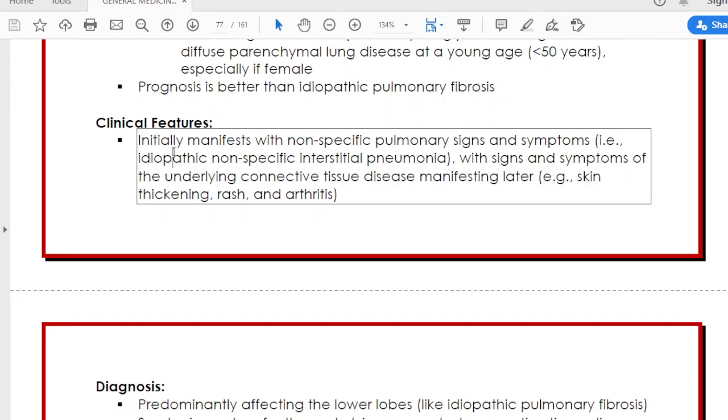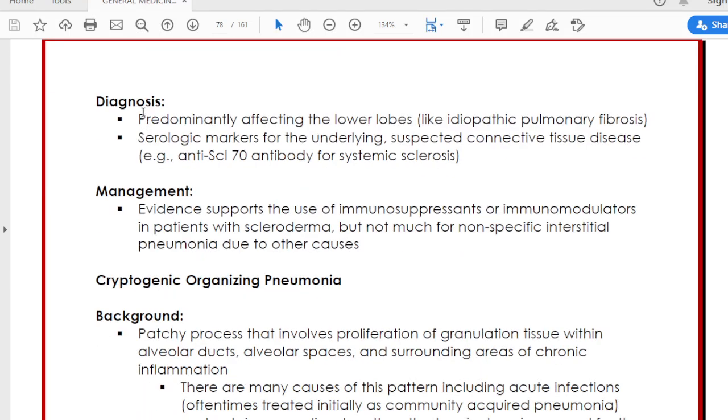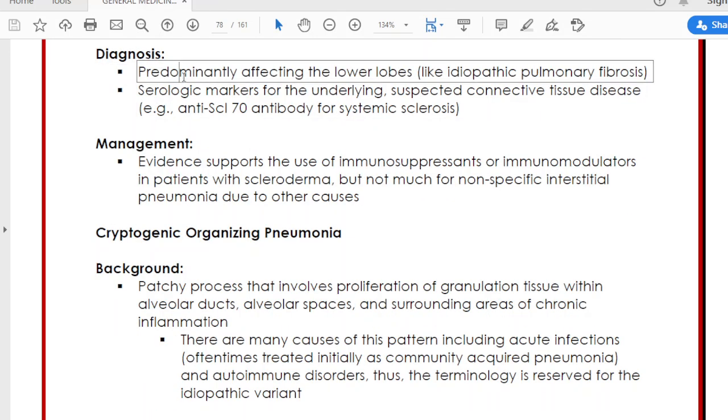Clinical features. Initially manifests with nonspecific pulmonary signs and symptoms, i.e., idiopathic nonspecific interstitial pneumonia, with signs and symptoms of the underlying connective tissue disease manifesting later, for example skin thickening, rash, and arthritis. Diagnosis: serologic, predominantly affecting the lower lobes, like idiopathic pulmonary fibrosis.